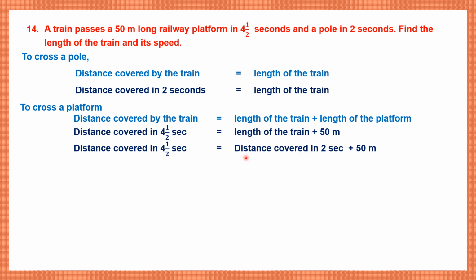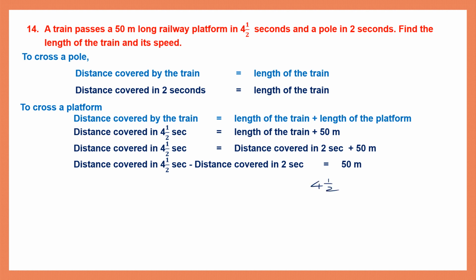So what I'm going to do is move this from the right hand side to the left hand side. When it goes to the left hand side, it becomes subtraction. So let's write that. Distance covered in 4.5 seconds minus the distance covered in 2 seconds equals 50 meters. So I have moved this from the right to the left, and now it's become minus. So now I can subtract 4.5 seconds and 2 seconds. So let's do that and see.